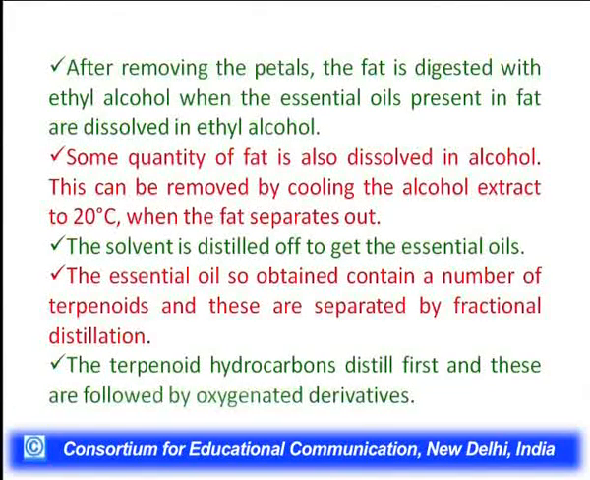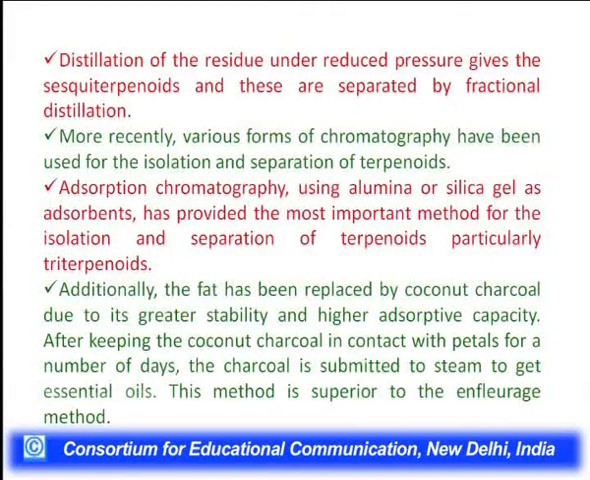The essential oil so obtained contains a large number of terpenoids, and these are then separated by fractional distillation methods. The terpenoid hydrocarbons distill first, followed by the oxygenated derivatives of the terpenoids. Distillation of the residue under reduced pressure gives the sesquiterpenoids, and these are separated by fractional distillation. More recently, various forms of chromatography have been used for the isolation and separation of the terpenoids.